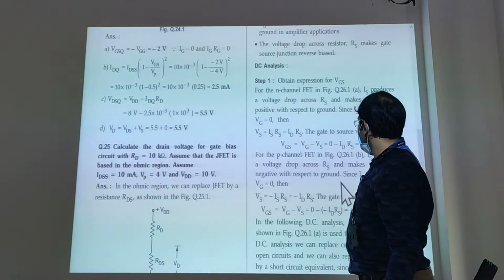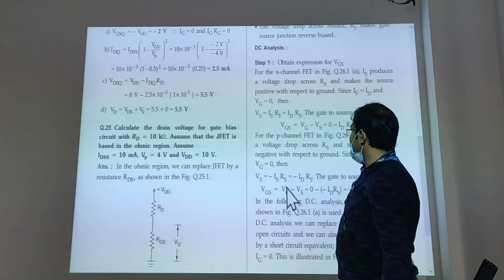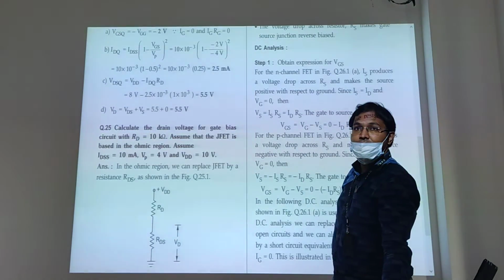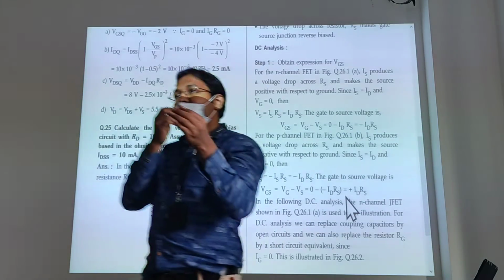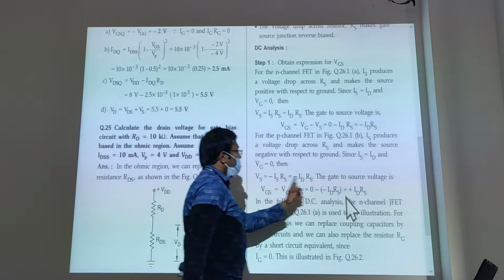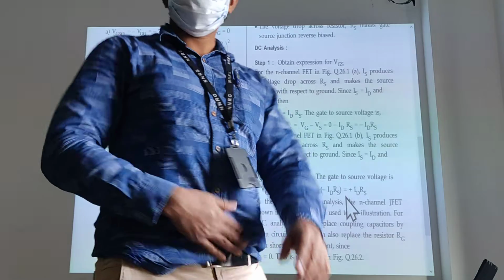So for P channel FET, Vs is minus ID into Rs, so Vgs is plus ID into Rs. For N channel, to reverse bias, you need negative voltage from gate to source. For P channel, to reverse bias, you will need positive voltage. That positive voltage you are getting by this self bias arrangement. We are proving that. Clear?